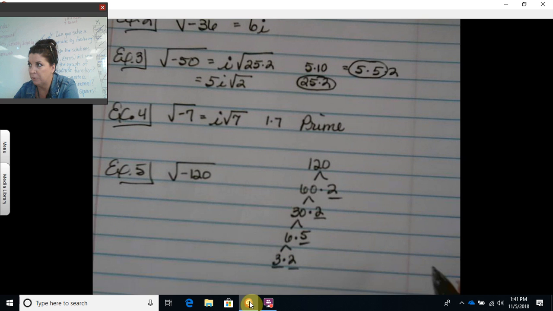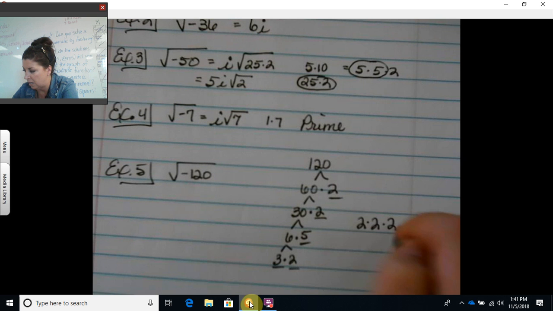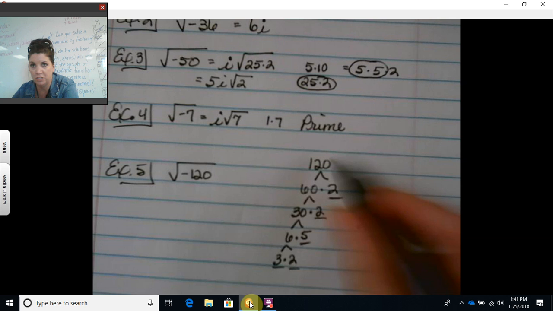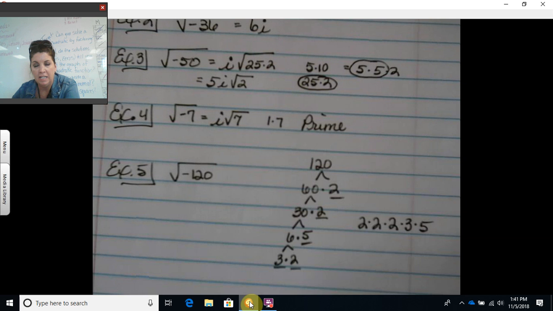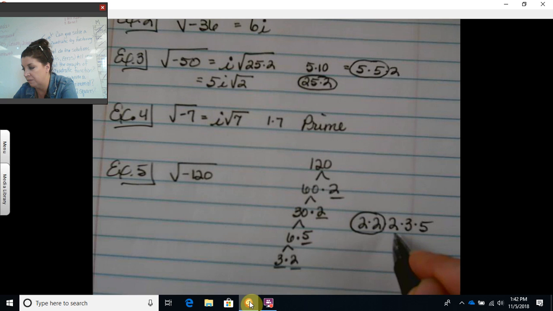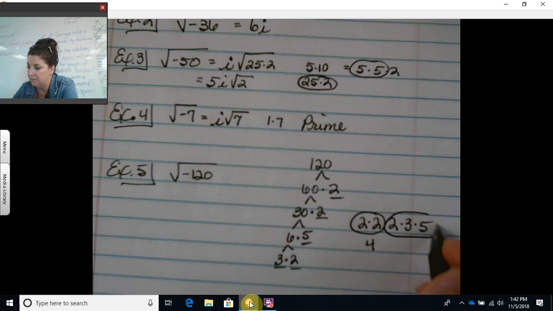So once you get all your prime factors, I write them in a row. I've got 2 times 2 times 2 times 3 times 5. That is 120. If I have 2 numbers that repeat, they make a perfect square. I don't want to include this other one in there because it's going to make a perfect cube. I need a perfect square. So what's 2 times 2? 4. And 2 times 3 is 6 times 5 is 30. Does 4 times 30 give me 120? Okay, so that's the factors I'm going to use.